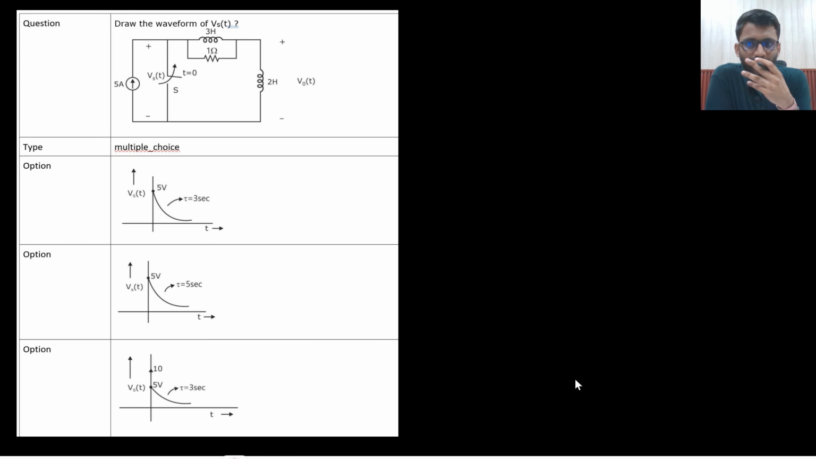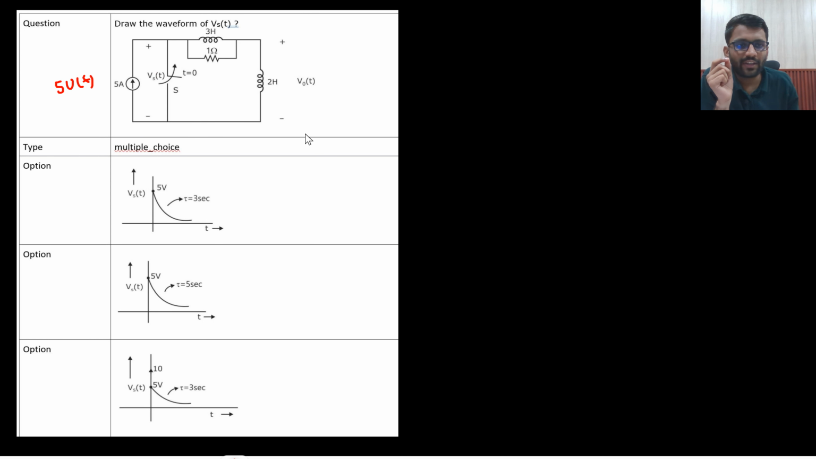So in this question, the switch is opened at t equals to 0. That means 5 ampere is exposed. Basically, this 5 ampere will be 5 ut now. Because the switch was closed, then 5 ampere was flowing from here. Now it is open, so 5 ampere is exposed to the circuit. So 5 is acting as 5 ut now. Now you need to draw the Vs waveform.